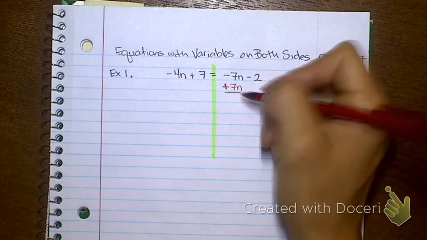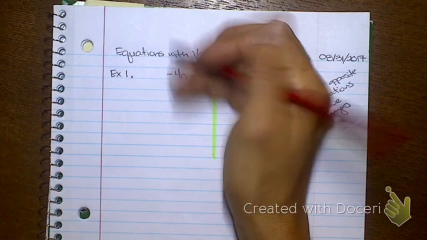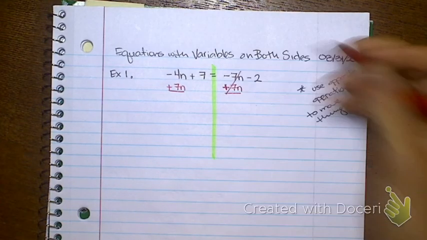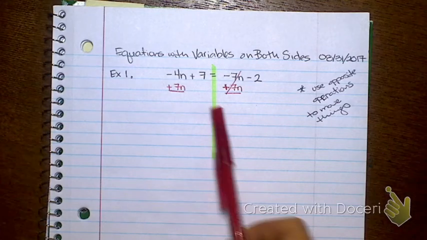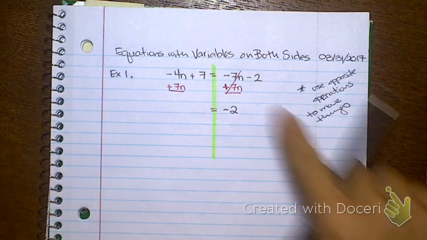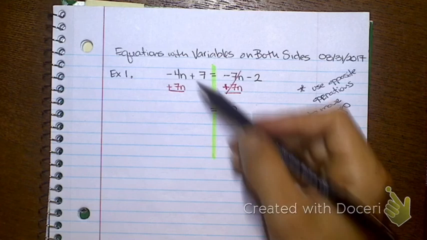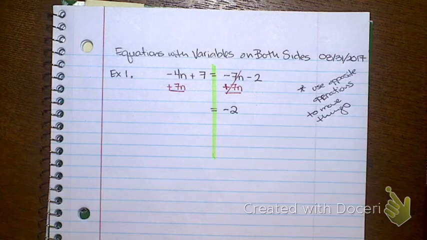Okay, so now if I added 7n to this side, I have to do the same thing over here. So I'm going to add 7n over here. Okay? So this makes 0, and now 0 minus 2 on this side just gives me a negative 2, right? I just dropped this negative 2 down. Okay? Now on the other side here, I actually need to figure out how many n's I have. So what's 7 n's and negative 4 n's?